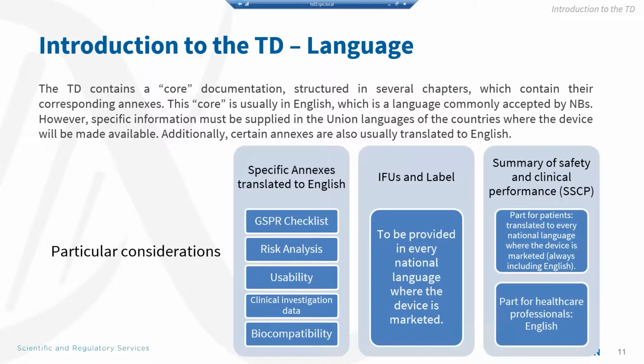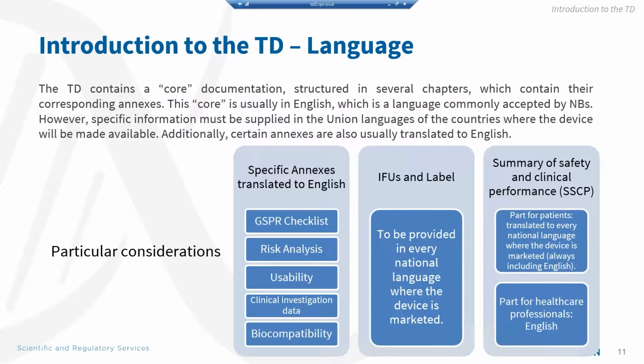For instance, annexes that have to be translated to English. Nevertheless, they always have to be there in English so as to be able to be checked by a notified body. The GSPR checklist, the risk analysis, the usability, the clinical investigation data, or the biocompatibility are translated to English. Then on the other hand, the things that work the other way around are the instructions for use, which you will usually see here abbreviated to IFU, and the label.